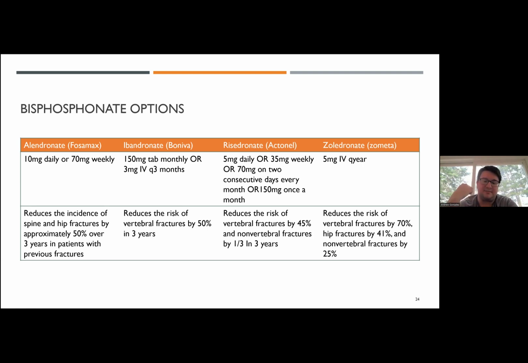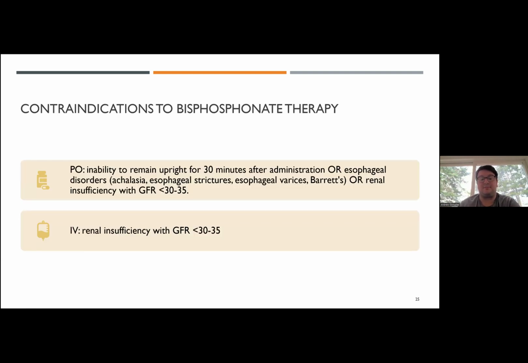And on the bottom, I won't get into the minutia, but all of these have proven evidence of reducing vertebral and hip osteoporotic fractures. Why they're first line. Contraindications to bisphosphonate therapy. For the PO agents, this is a medication with a high degree of needing patient education and needing to be mindful when giving it. So, the patient has to be upright for 30 minutes after administration. They cannot have any esophageal disorders like strictures, Barrett's esophagus, any kind of complication of the esophagus.